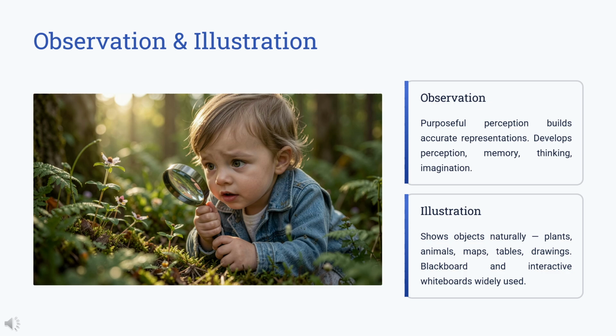The presentation next identifies two fundamental visual methods, observation and illustration. Observation is described as purposeful perception through which students build accurate representations of reality. It contributes to the development of perception, memory, thinking, and imagination. Illustration, by contrast, makes use of visible objects and representations such as plants, animals, maps, tables, drawings, and blackboard or interactive whiteboard materials. Thus, the difference between the two methods is clear. Observation directs perception toward the object itself, whereas illustration presents the object or phenomenon in a visual form designed for explanation and understanding.